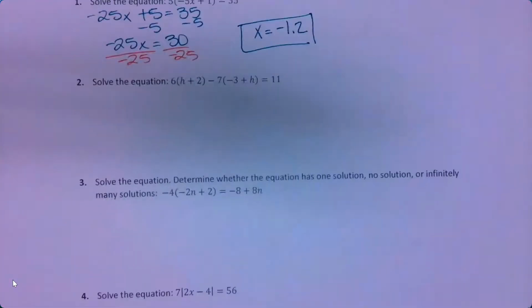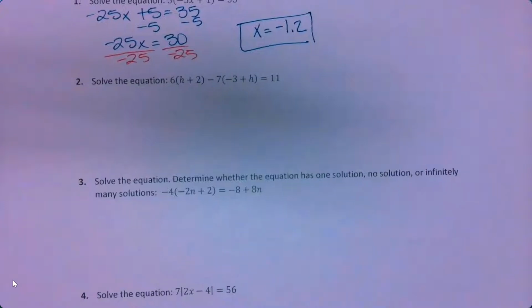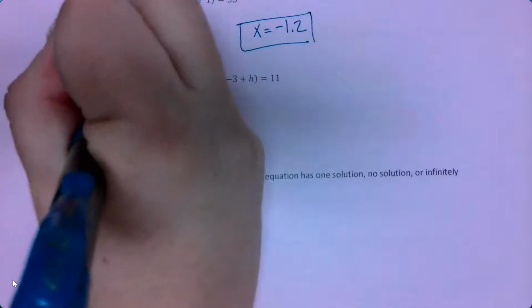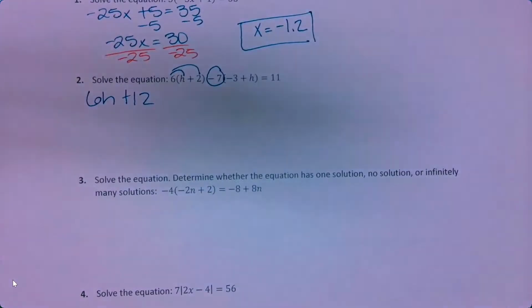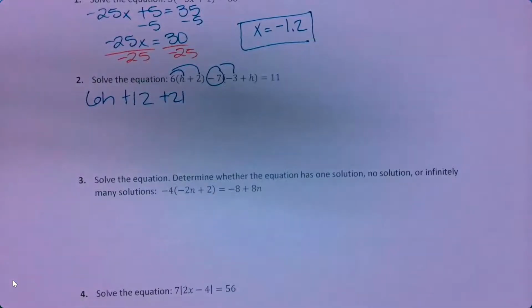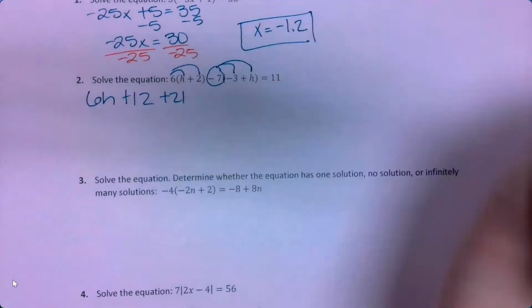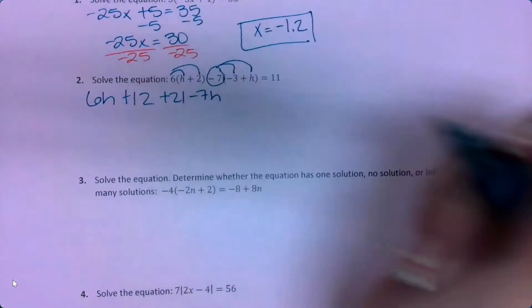So number 2, I'm solving this equation, and it's got two things I need to distribute. So first I'm going to distribute this 6. That's going to be 6 times h is 6h. 6 times 2 is 12. Then over here, I'm going to take this number and include its sign and distribute out. So I want to go ahead and take negative 7 times negative 3, which is positive 21. And then I want to take the negative 7 and multiply by h, which gives me negative 7h.